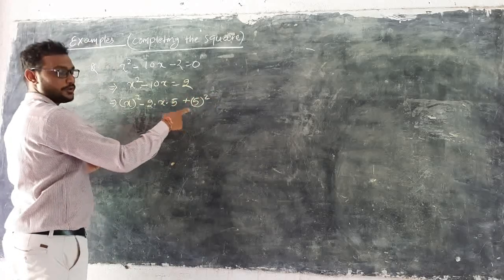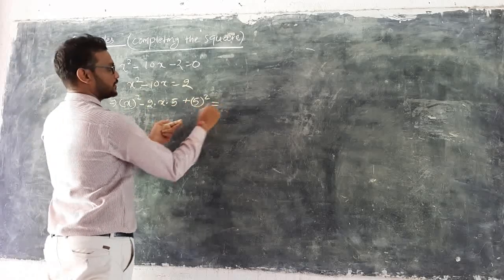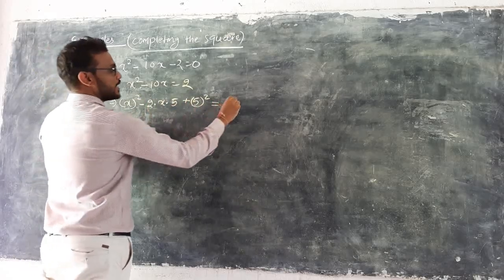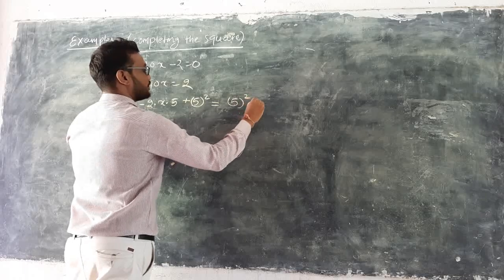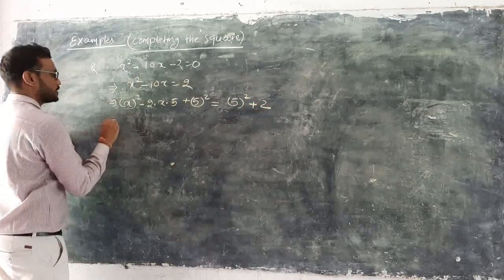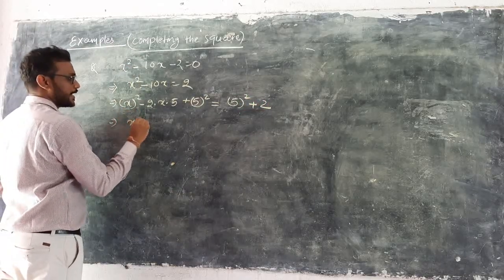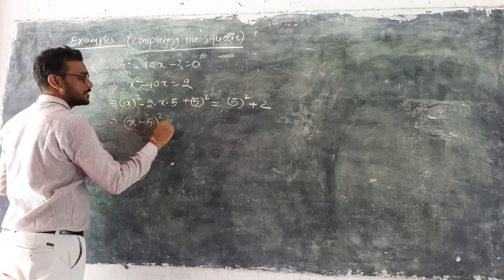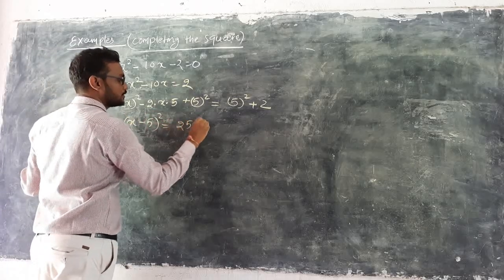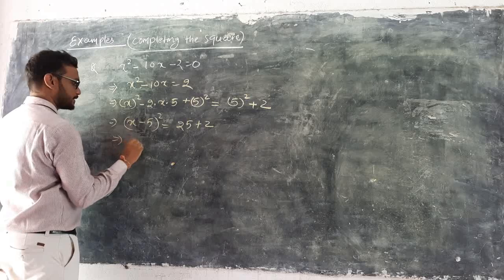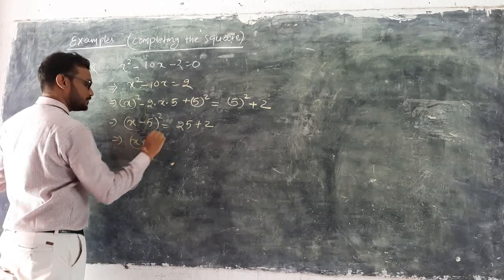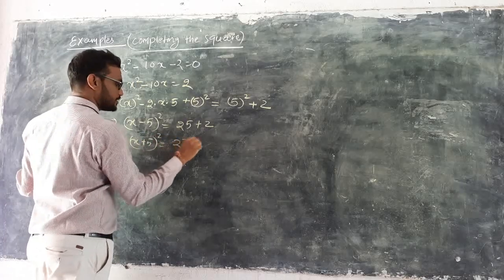Okay. And you have added how much? 5 square; to this side also we add 5 square, plus 2. Okay, so now this will be x minus 5 whole square, right, is equal to 25 plus 2. So this will be x minus 5 whole square is equal to 27.